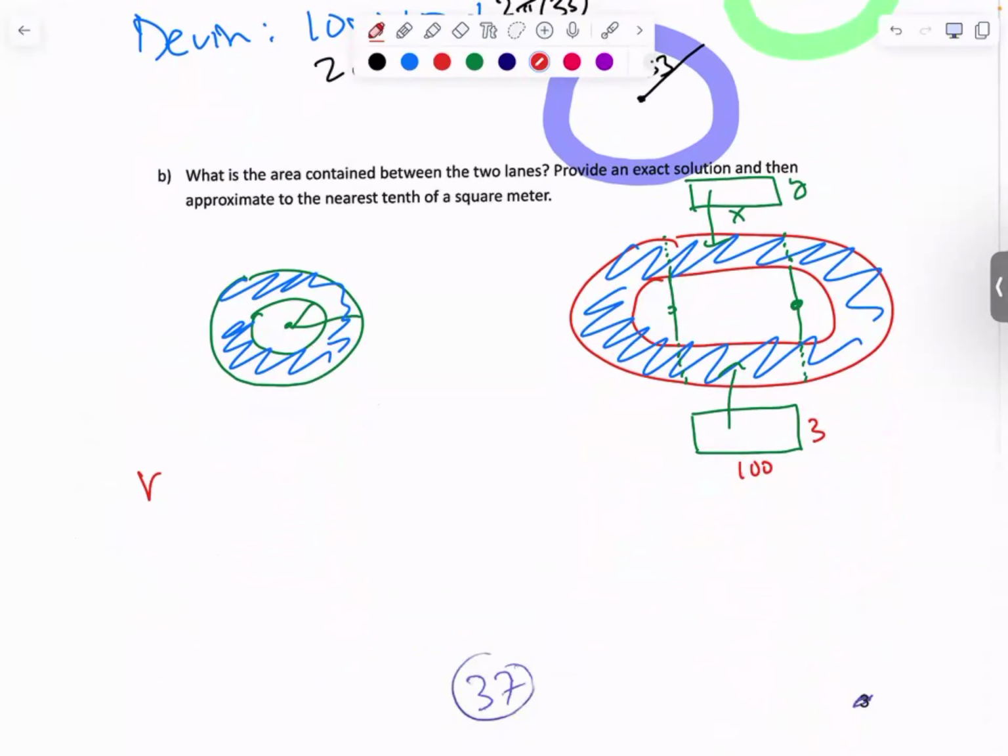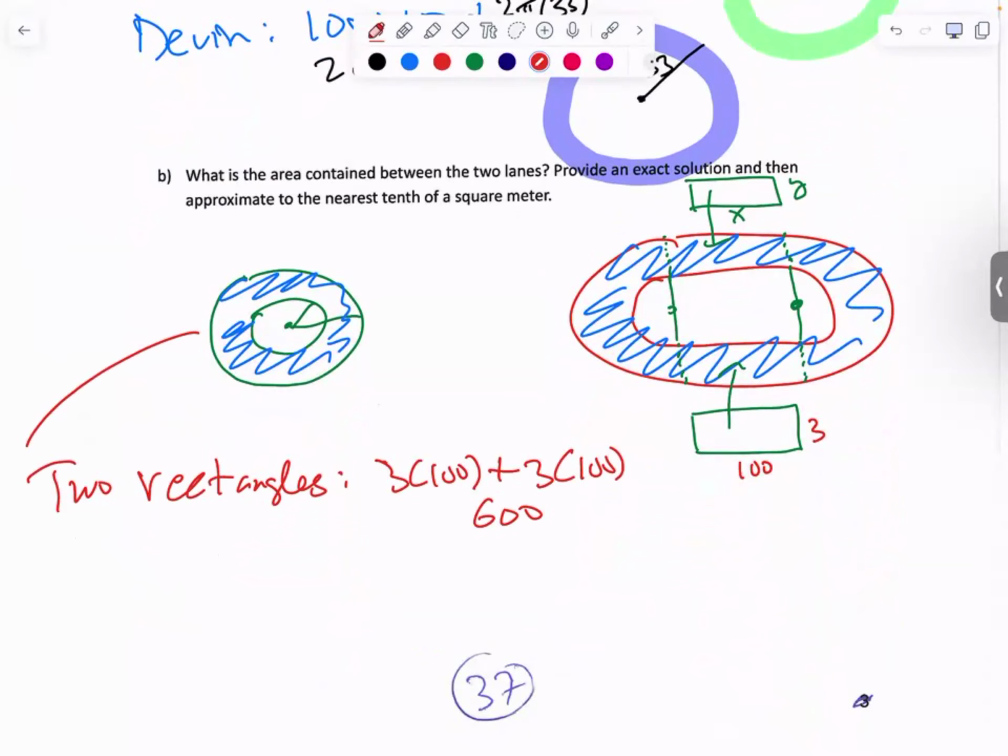So you can have rectangles. The rectangles are 3 times 100 plus 3 times 100, which is 600. Those are the two rectangles. Then for the circular part, you have to do the big circle. So I think Maggie, or Reagan, you were saying this, you subtract the circles. You've got to do the big circle minus the little circle.